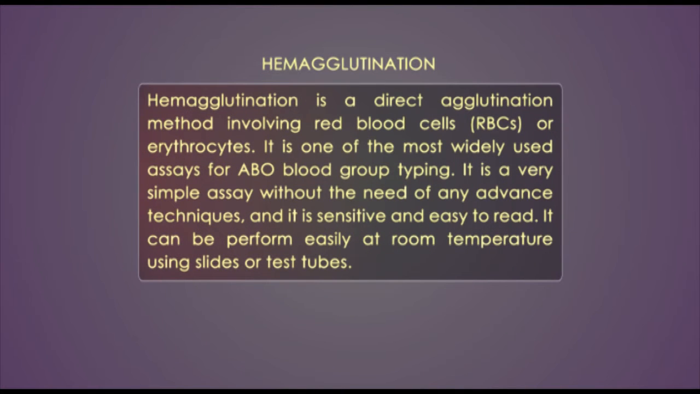It has been widely used for ABO blood group typing, serotyping of bacterial strains using specific antiserum, serodiagnosis of toxoplasmosis, etc. Hemagglutination is a direct agglutination method involving red blood cells, or RBCs, or erythrocytes. It is one of the most widely used assays for ABO blood group typing. It is a very simple assay without the need of any advanced techniques, and it is sensitive and easy to read. It can be performed easily at room temperature using slides or test tubes.